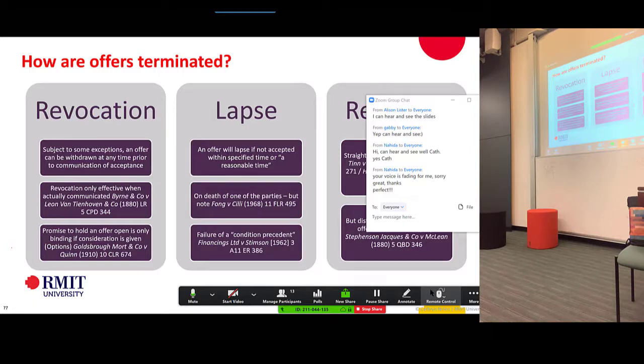So what's a reasonable time? Again, it's an objective test. We go back to thinking about what a reasonable person in the circumstances would expect. So an offer to sell egg yolks, I think, would have a very small window if they weren't frozen. Oh, frozen egg yolk is just a gross thought.